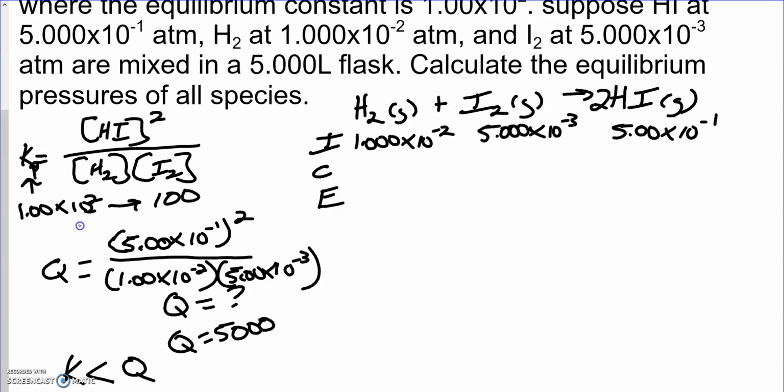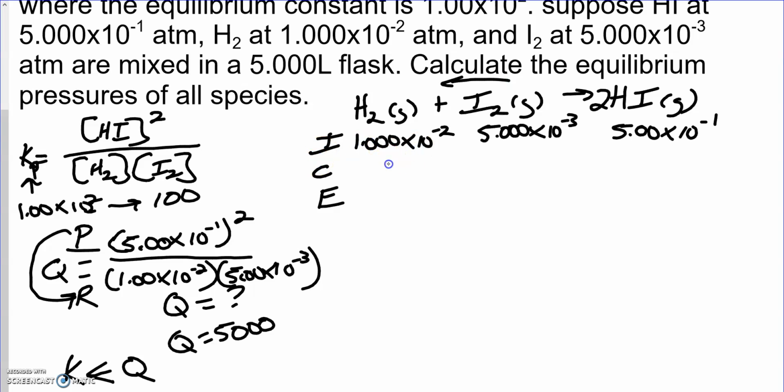And remember, Q and K are both just products over reactants. So what's wrong with Q? Why is it so big? Well, because my products are too big, or my reactants are too small, however you want to think about it. So what's going to happen? My numerator is going to have to shift towards my denominator. My denominator must get bigger, my products, or numerator, must get smaller. And also remember, if we put these guys in alphabetical order, K first and Q second, it points in the direction which is going to shift. So it's going to shift from products to reactants.